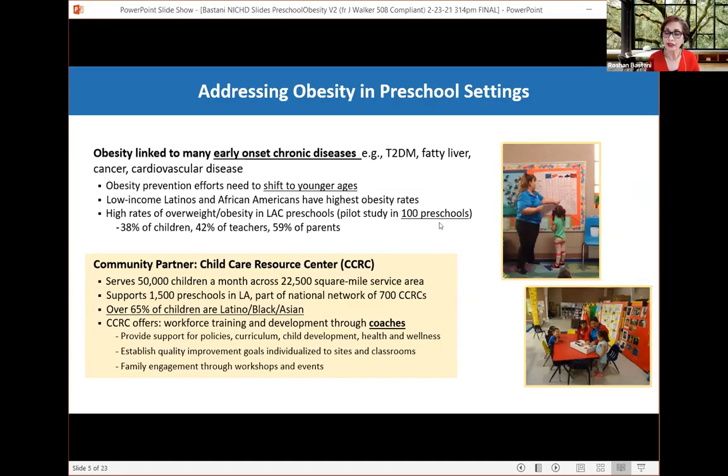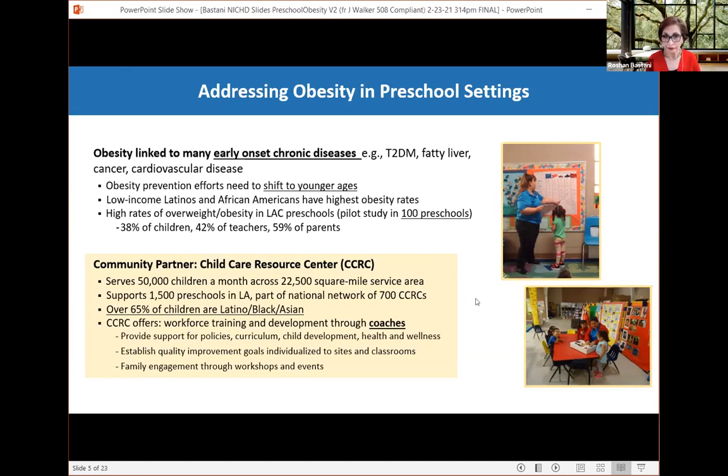And what you see here is some work we did before we submitted the R01. We did a pilot study in 100 preschools in Los Angeles and found that a very large number of children, 38%, as well as teachers and parents, were overweight and obese. It's a very important problem and a big disparity.